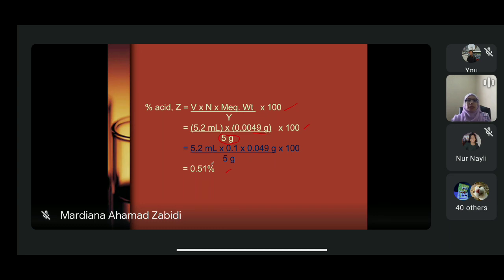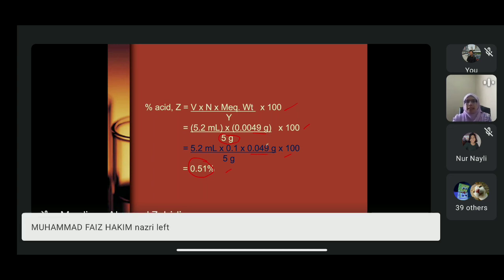Okay, so sepatutnya kamu akan dapat jawapan 0.51% of phosphoric acid dalam isotonic drink. Okay, yang step yang warna biru yang saya tambah ni, this one is meant for if let's say the question tak bagi 0.1 normal. So you need to calculate, okay, whereby you need to add with the normality of sodium hydroxide. Sepatutnya kena ada 5.2 mil times by 0.1 times by 0.049 grams of phosphoric acid. This is the milli equivalent factor.